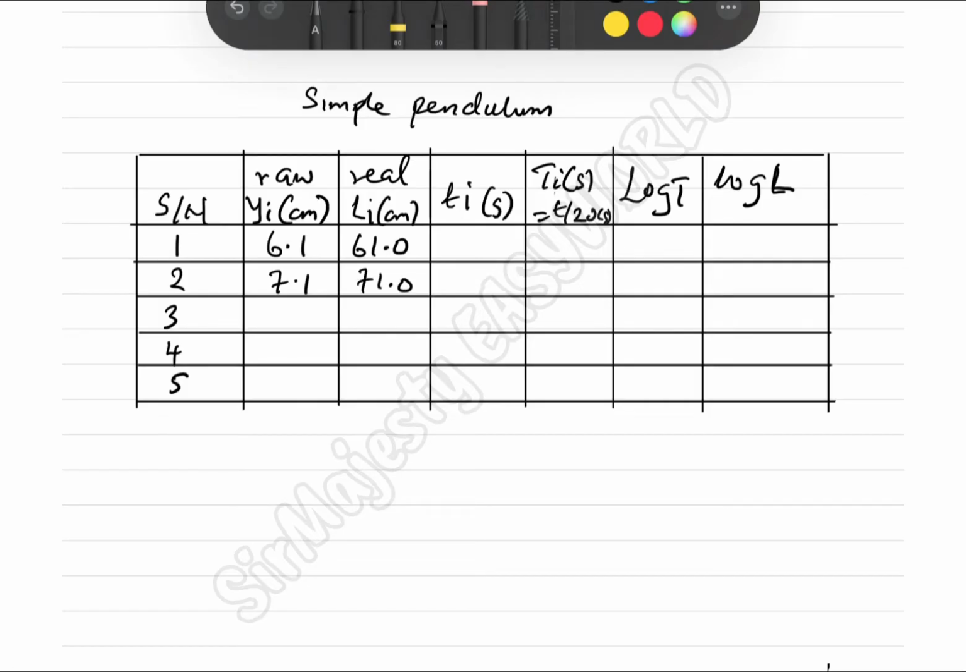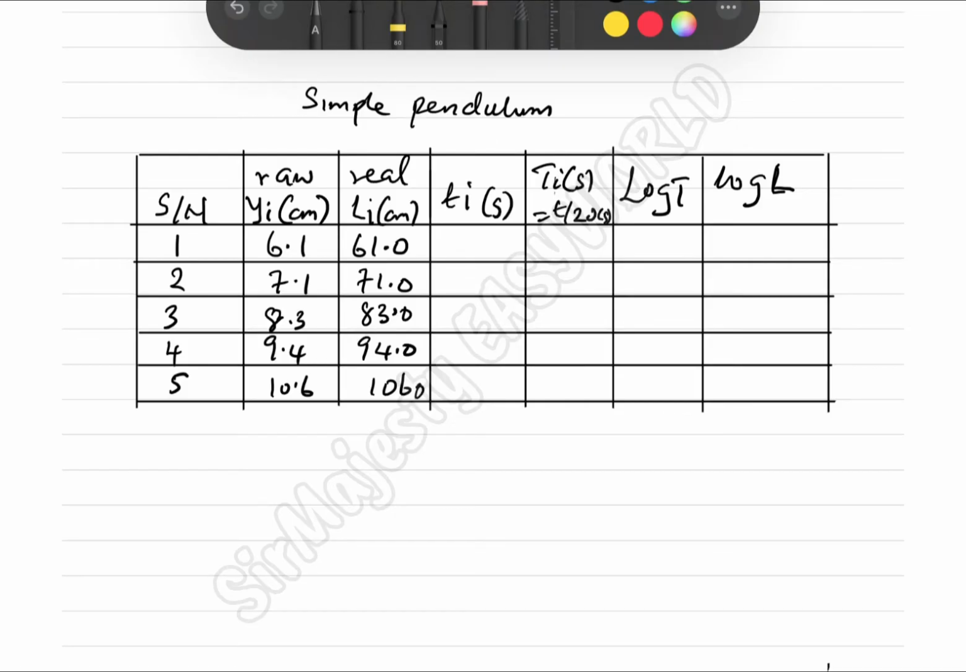Then the third one was actually 8.3. Yes, I've measured it already, and when you multiply, it gives you 83.0. Then the fourth one was 9.4, of course. Multiply by 10 gives you 94.0. Then the fifth one, that's the length of the thread used to suspend the ball, is 10.6, which gives you 106.0. This is what you have to do.